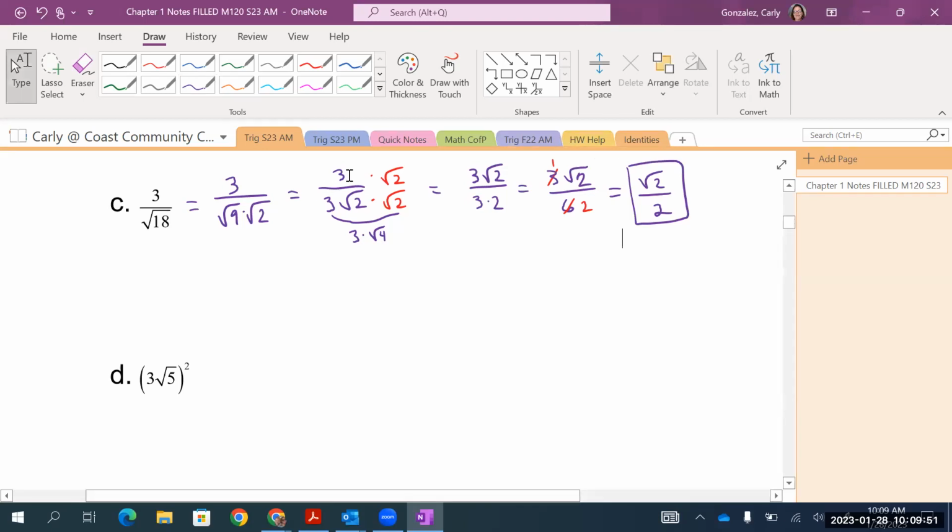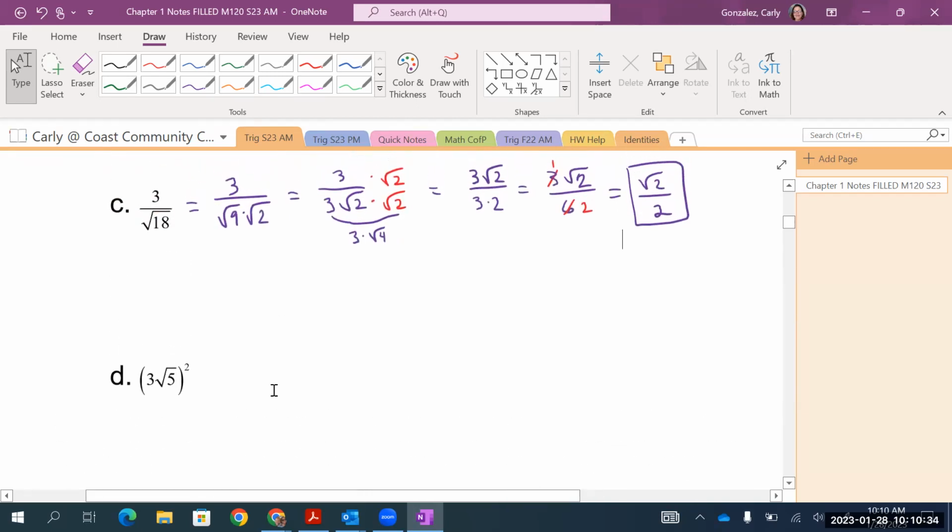And if you would have noticed that the 3's could reduce here, that would have been another option. There's a lot of options as far as the order in which you reduce. Notice here, I could not reduce right away the 3 in the original problem, 3 divided by the square root of 18, because the 3 is not in the square root and the 18 is. But here at this level, where it was 3 divided by 3 rad 2, if I would have noticed the 3's could cancel, that would have been an option.